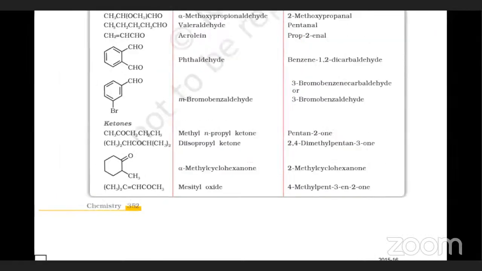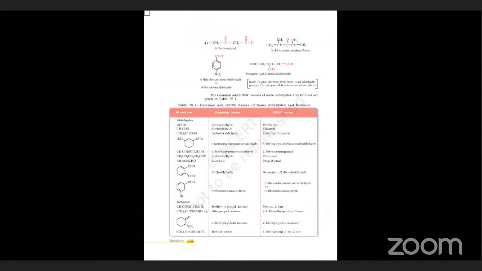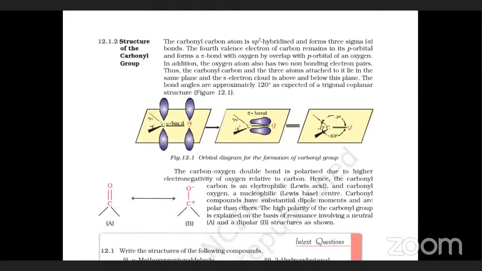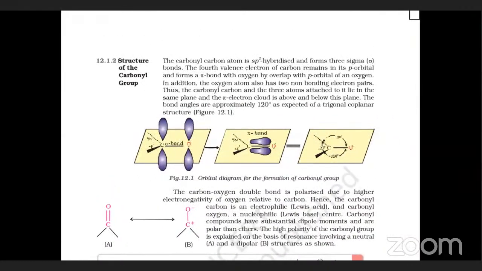In this manner, we give the nomenclature of aldehydes and ketones in general. Okay. Now, the structure of the carbonyl group, how will it be? See clearly, students.